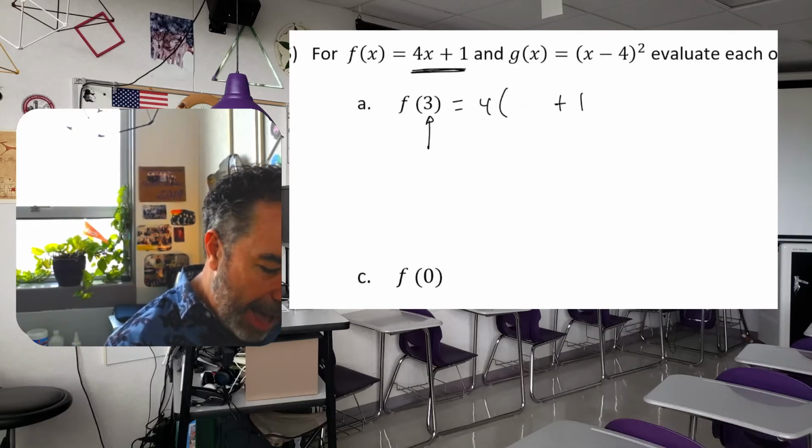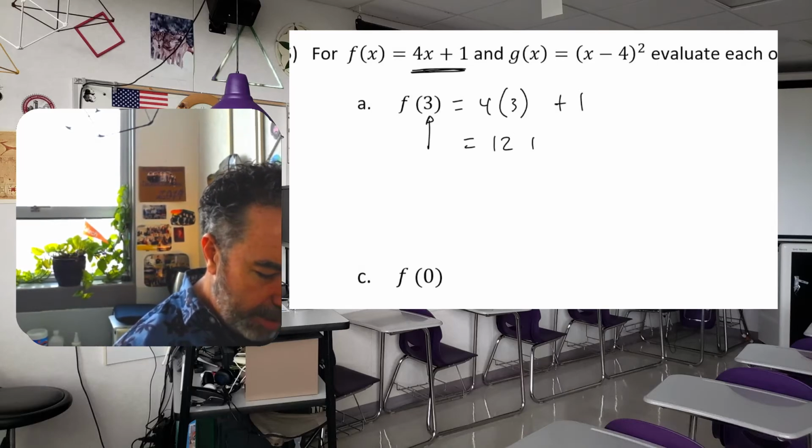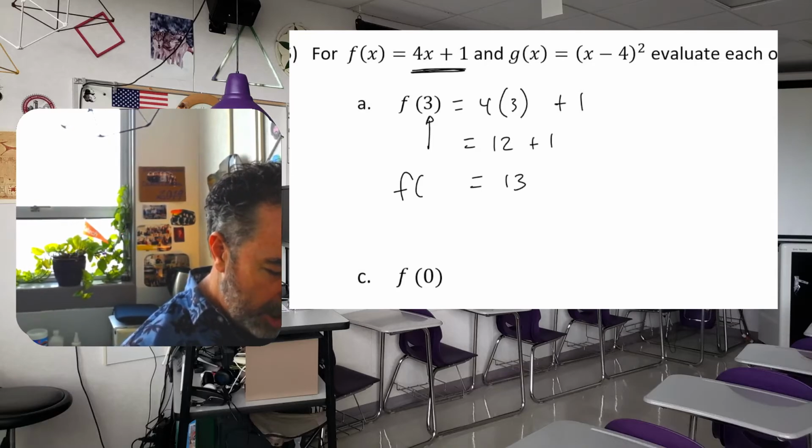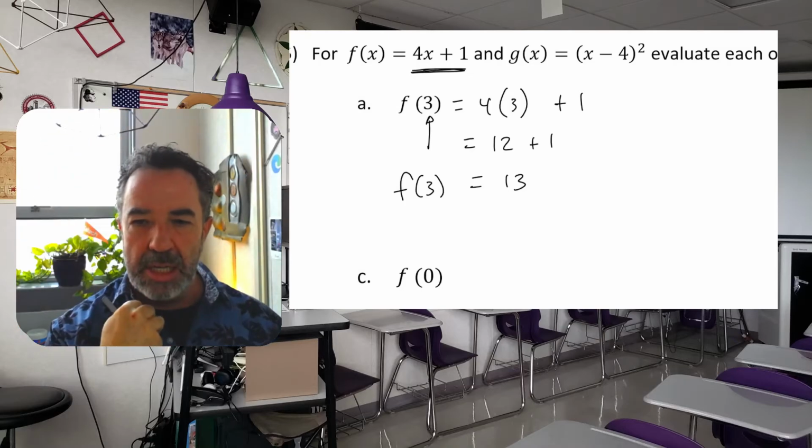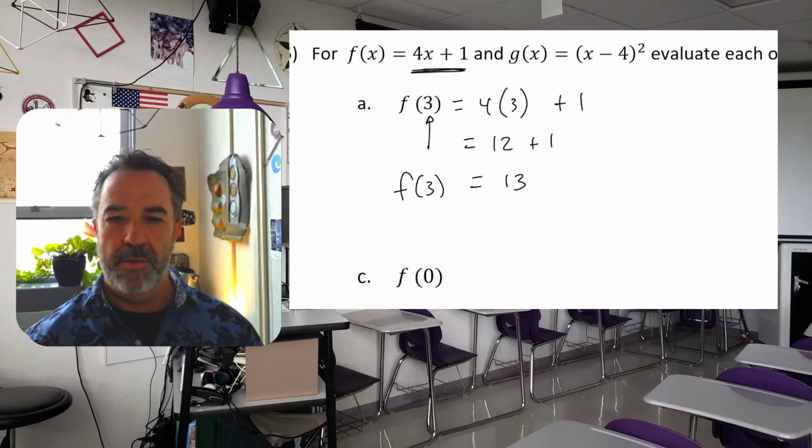If I give it positive 3, that means I've got 12 plus 1. That means I get 13. So when I give the function f the number 3, what does it give me back? It gives me 13. 13 is the output for the input of 3. Okay.